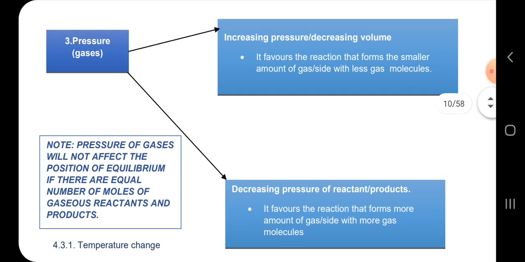And then pressure deals with gases. So when you increase pressure or decrease volume, it favors the reaction that forms the smaller amount of gases, or the side with fewer gas molecules. So the side that has fewer gases will be the one that is favored when you increase pressure. But when you decrease pressure, it favors the reaction that forms more gases. Note that pressure will not affect the position of equilibrium if there is an equal number of moles of gaseous reactants and products.